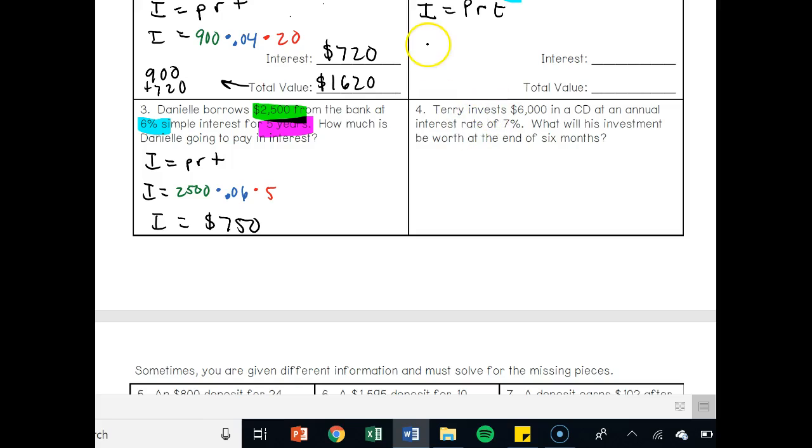Okay, I'm going to allow you to do number 4 on your own. Remember, it's interest equals principal times your rate as a decimal times time. Your principal here is 6,000. Your rate here is 7%. And then it says your time at the end of 6 months. So we always do time in years. So 6 months is going to be half of a year, so 0.5, right? I'll let you figure that one out on your own.